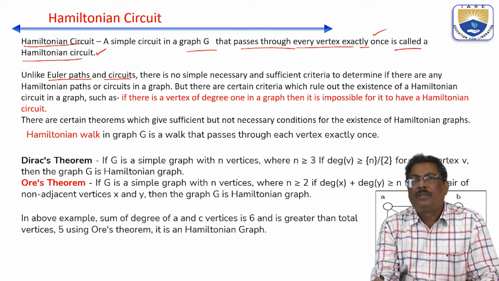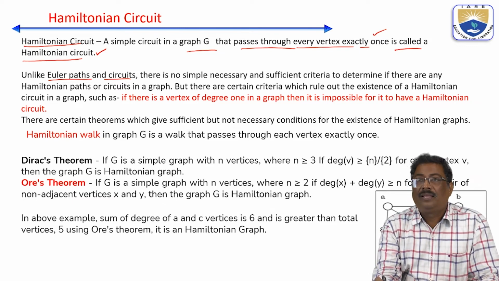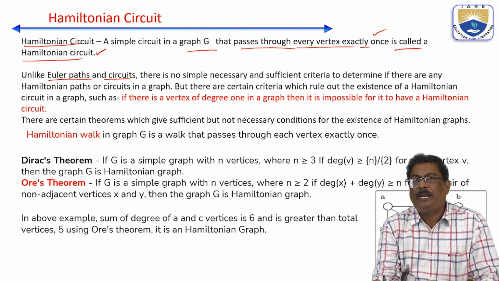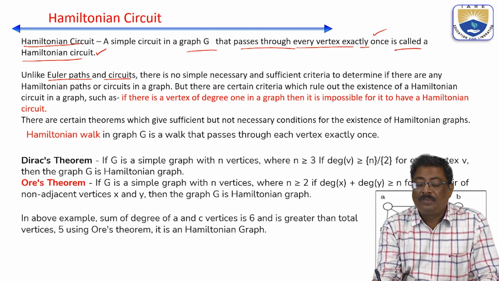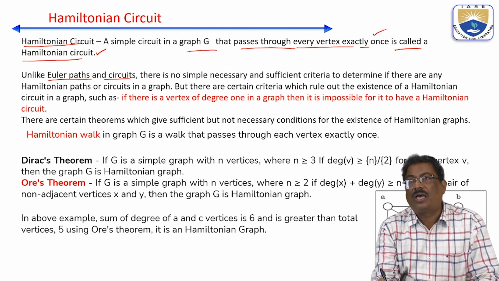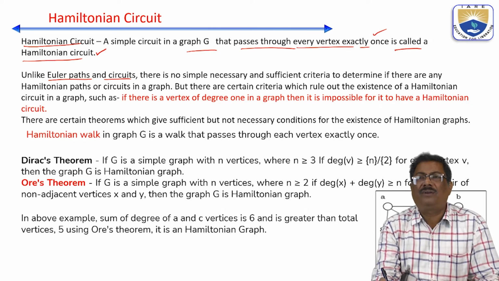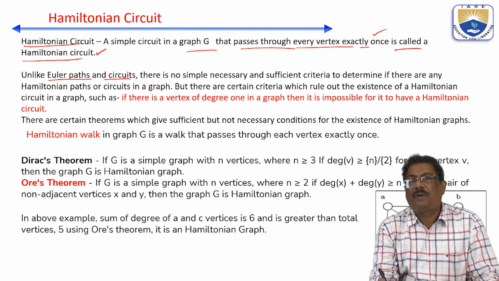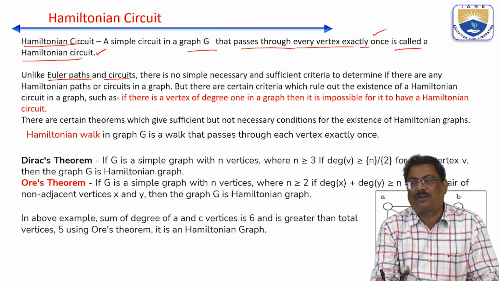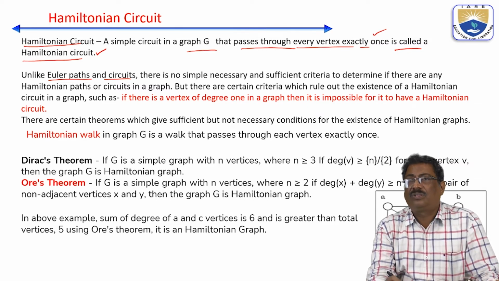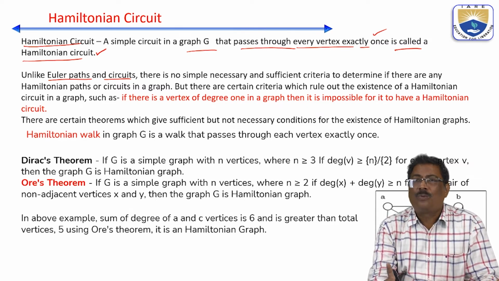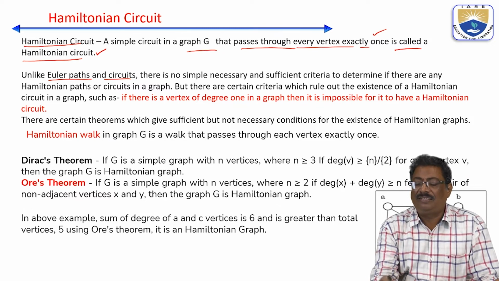If there is a vertex of degree 1 in the graph, then it is impossible to have a Hamiltonian circuit. If any pendant vertex is there, to reach that particular vertex we have to come back to the same vertex. We have to traverse one vertex more than once. So it is not at all possible.